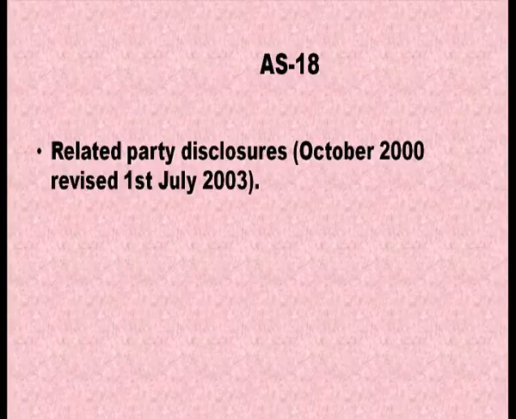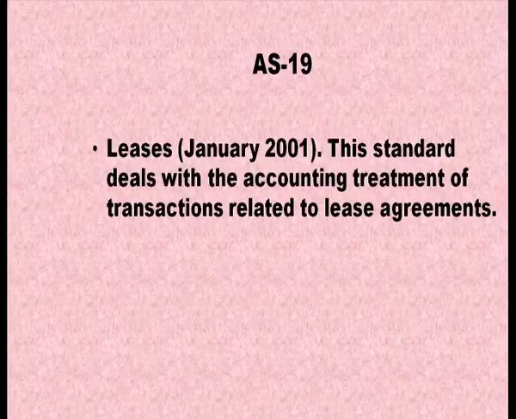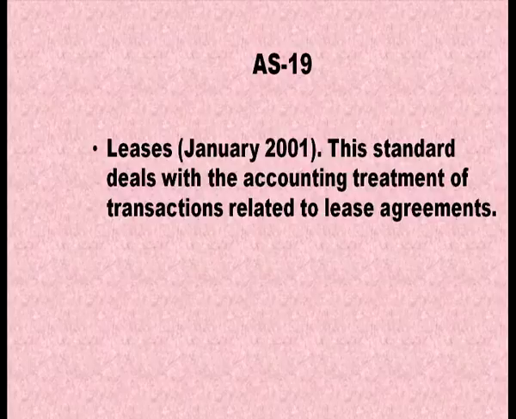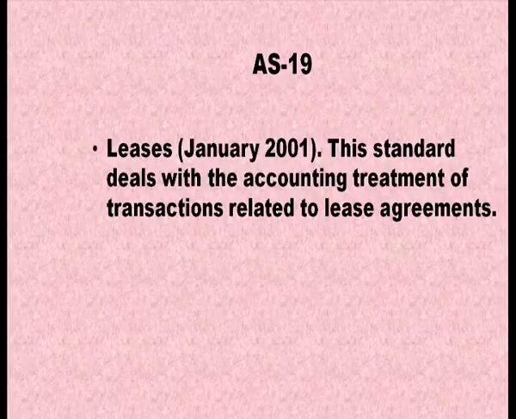Accounting Standard 18 deals with related party disclosures. AS 19 is about leases. Accounting Standard 19 deals with the accounting treatment of transactions related to lease arrangements or lease agreements.